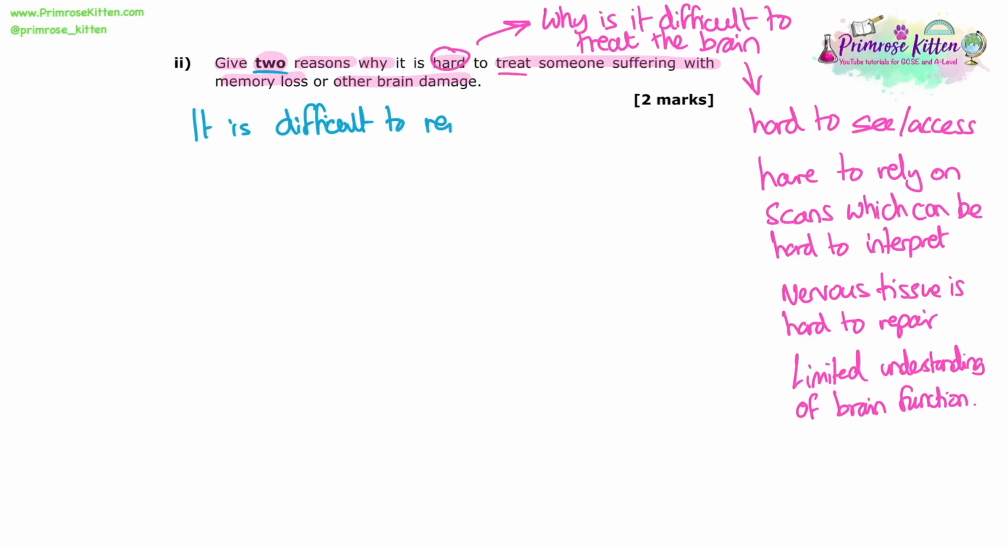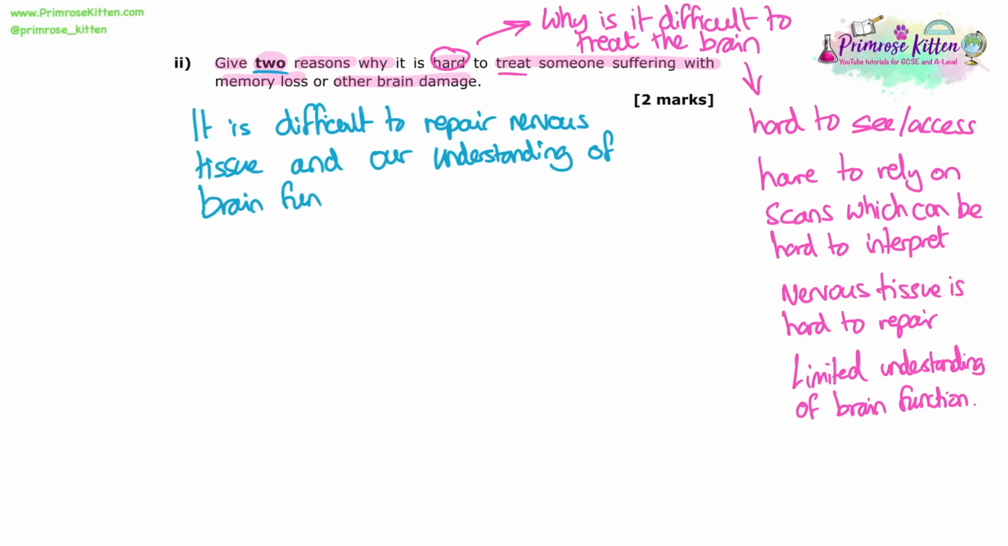So any of these are marks in this, and you'll see with this there's quite a lot of options you can say because it's quite a big concept to understand and try to explain, and there's lots of different parts that make it difficult. So any of the 2 things in the mark scheme, as long as you've explained what the difficulty is or why it's hard, or what is it difficult for us to do, and why that's an effect on the fact that it's hard to treat the brain or brain damage. Any of those 2 will get you marks. So I'm going to go with it's difficult to repair nervous tissue and our understanding of brain function is limited.